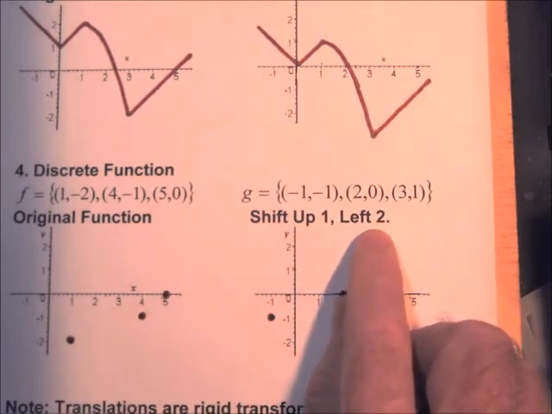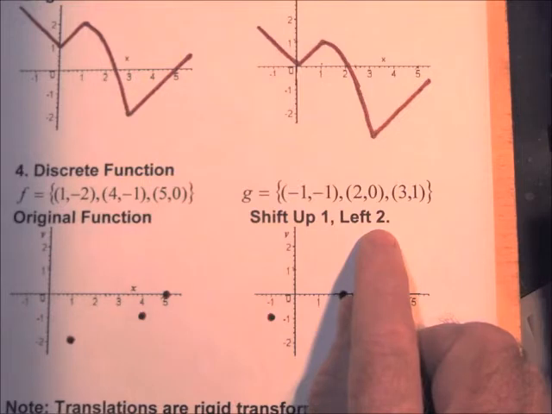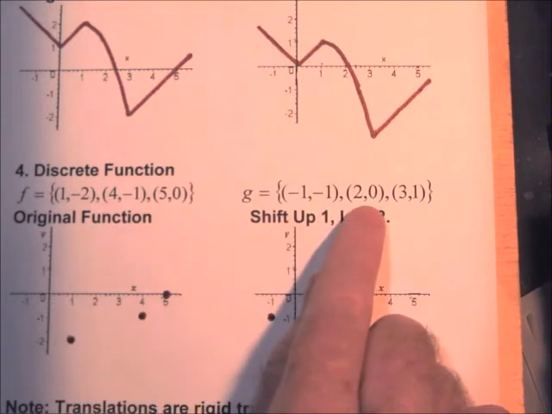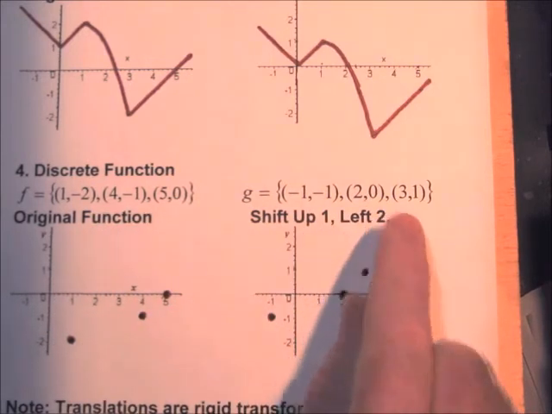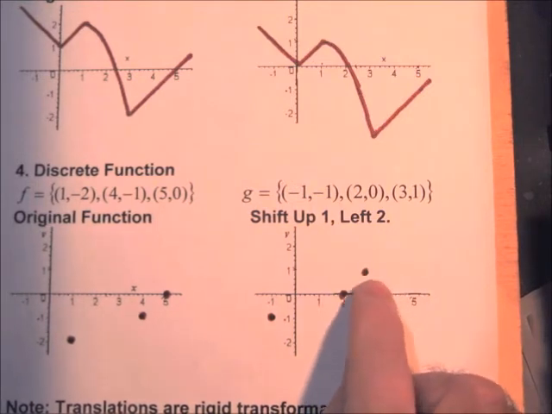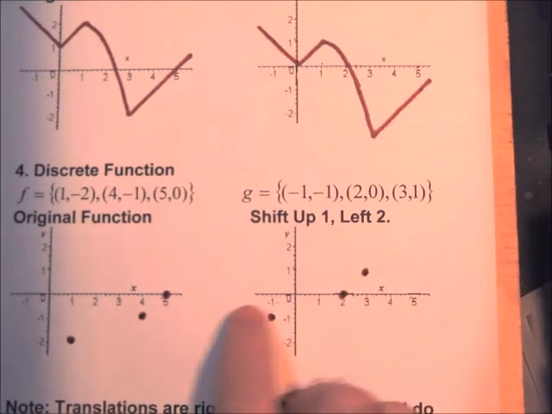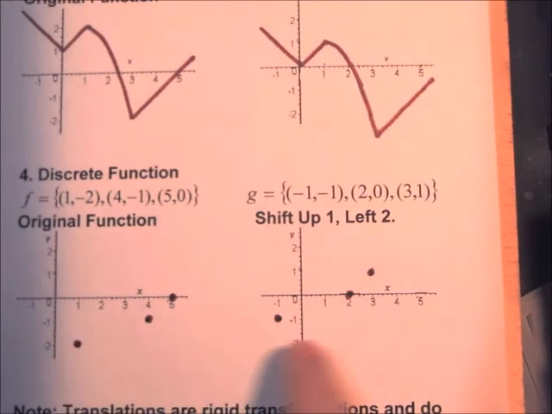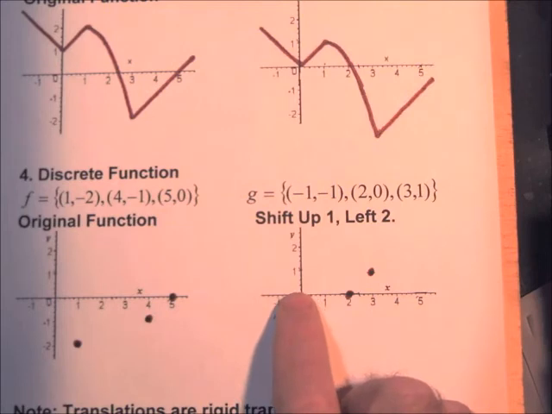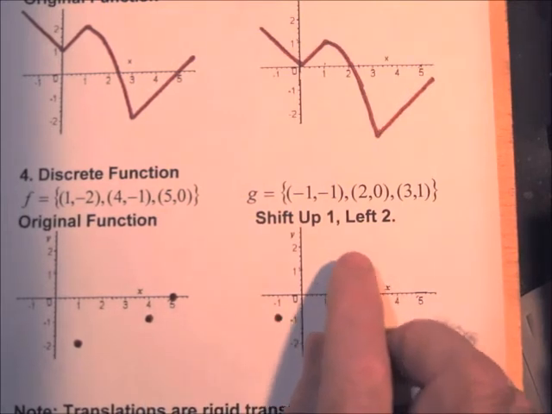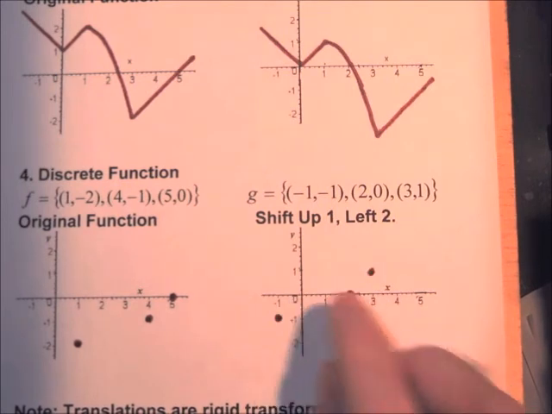And we're subtracting 2 from the x coordinate. So 1 minus 2 is negative 1. 4 minus 2 is 2. 5 minus 2 is 3. So it's going to be a shift up 1 and left 2. This point here was at 1, negative 2. Now it's going to be at negative 1, negative 1. So everything shifted up 1 and left 2.